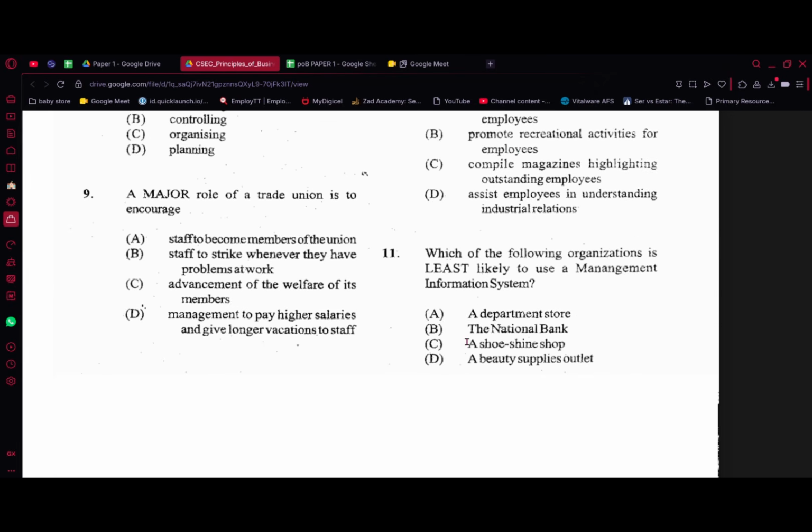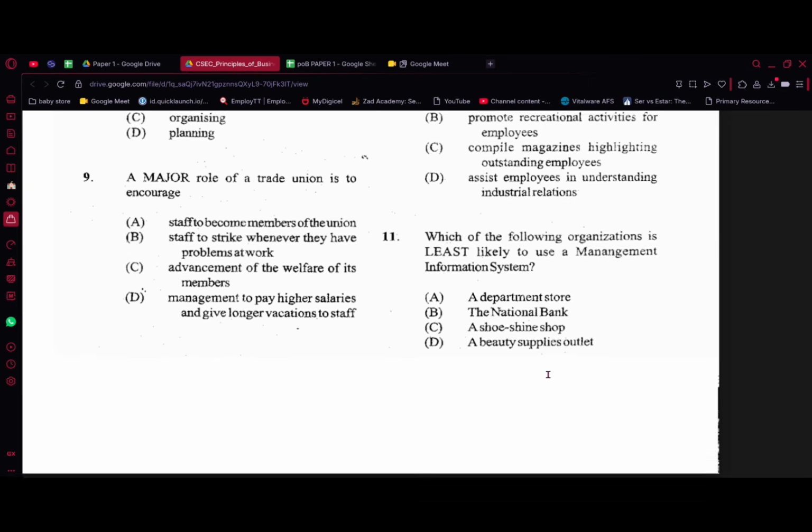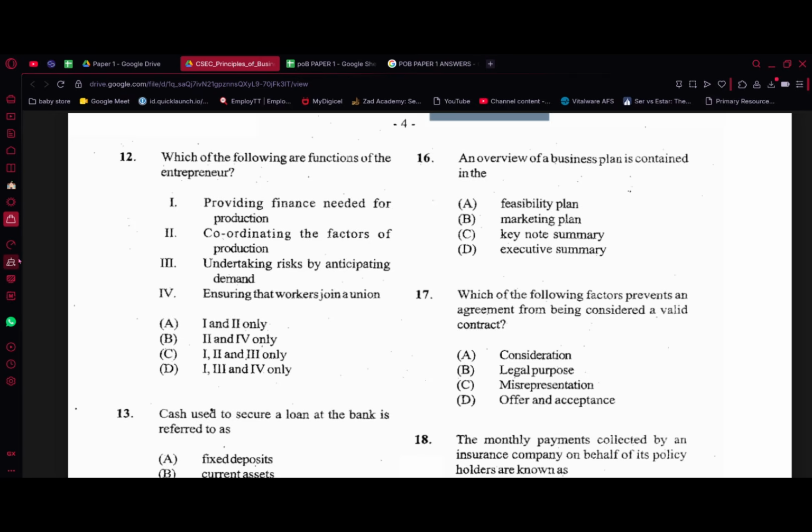Number 11. Which of the following organizations is least likely to use a management information system? The answer is C. A shoe shine shop. Number 12. Which of the following are functions of the entrepreneur? The answer is C. 1, 2, and 3. Providing finance needed for production, coordinating the factors of production, and undertaking risks by anticipating demand.